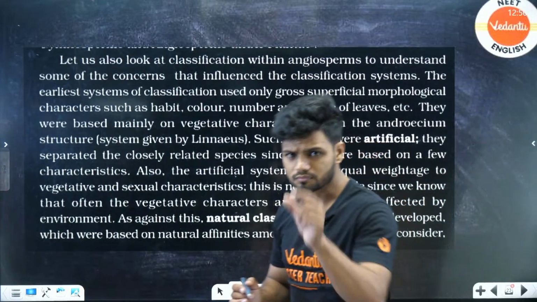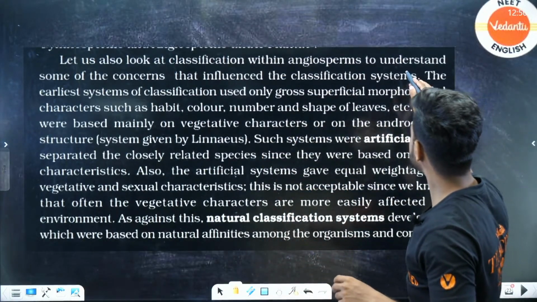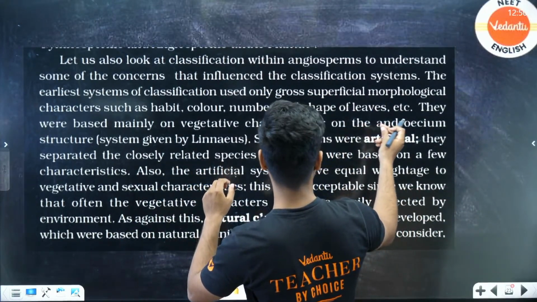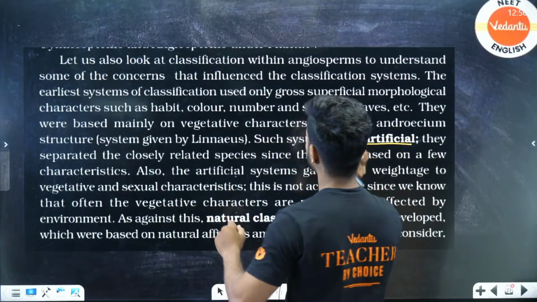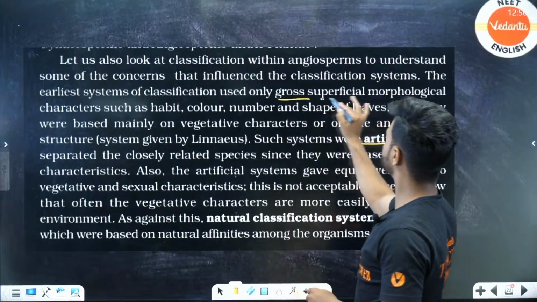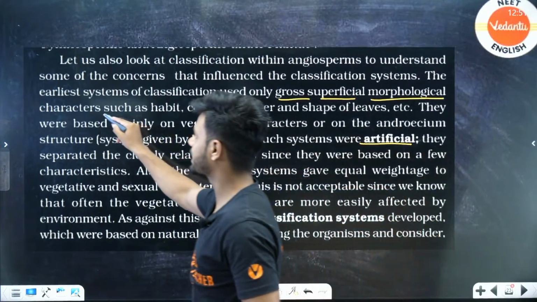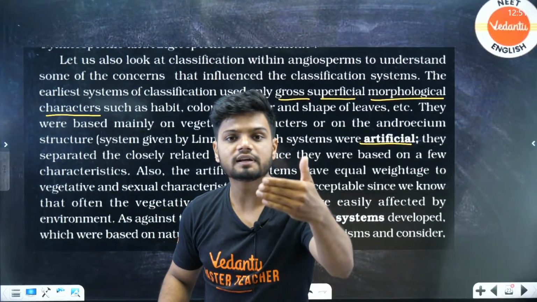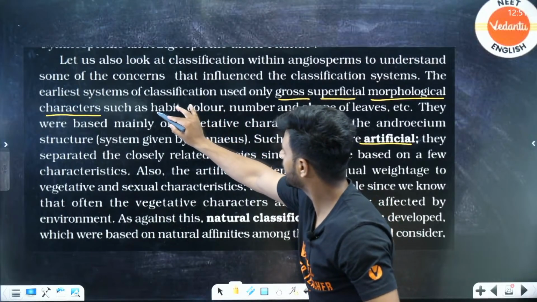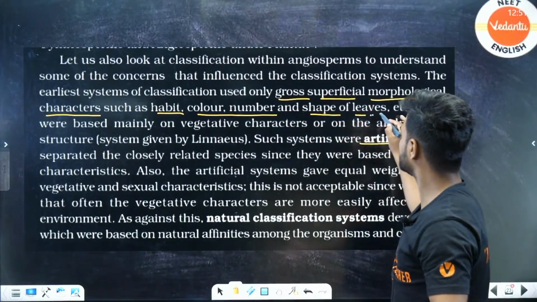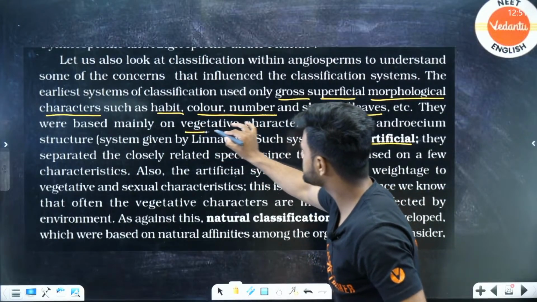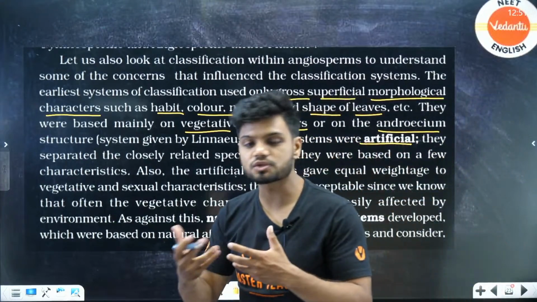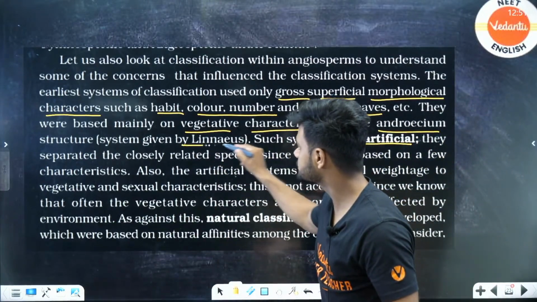For example, if you look closely here, it says starting classification. First one is going to be your artificial system of classification based on your gross superficial morphological characters. Did we learn that? Yes, we learned that. Which type of morphological characters? We learned about habit, number and color of the petals and shape of the leaf, and all of these are vegetative characteristics. Apart from that, we also learnt about the androecium structure, and that was given by your Linnaeus.